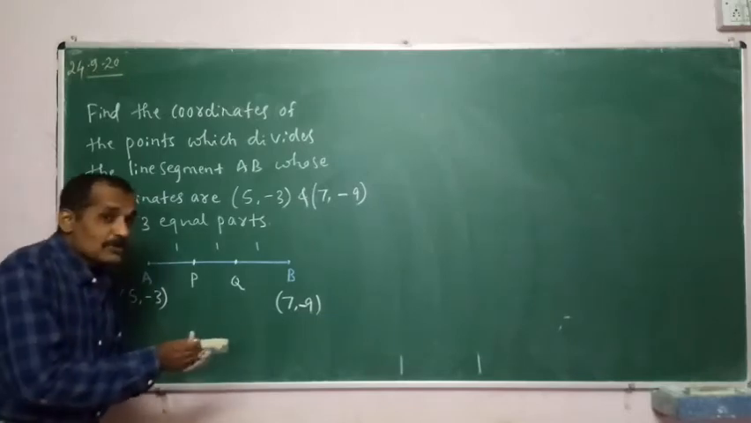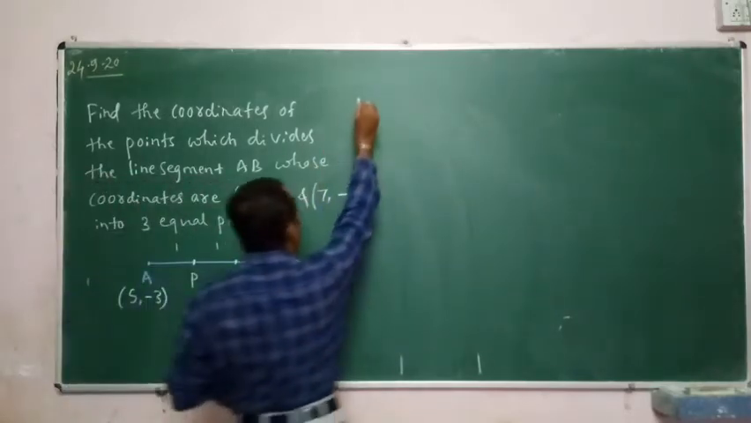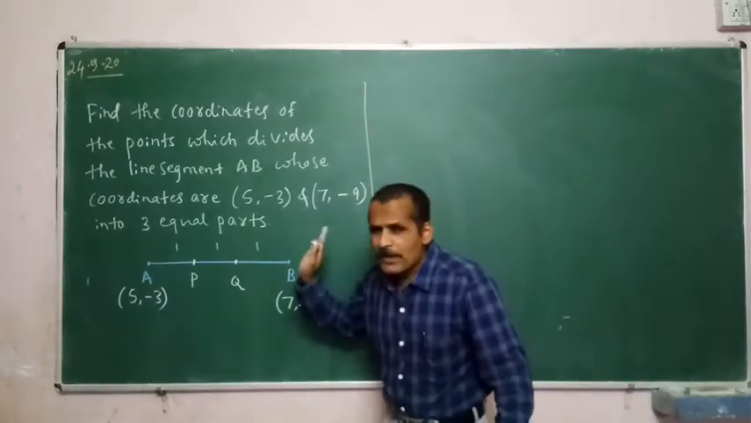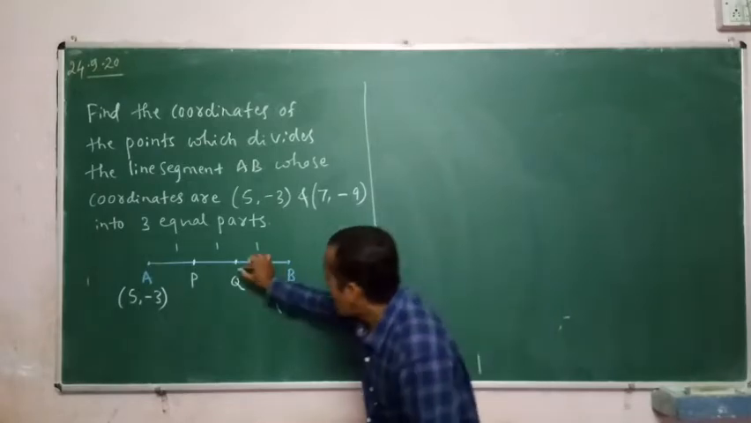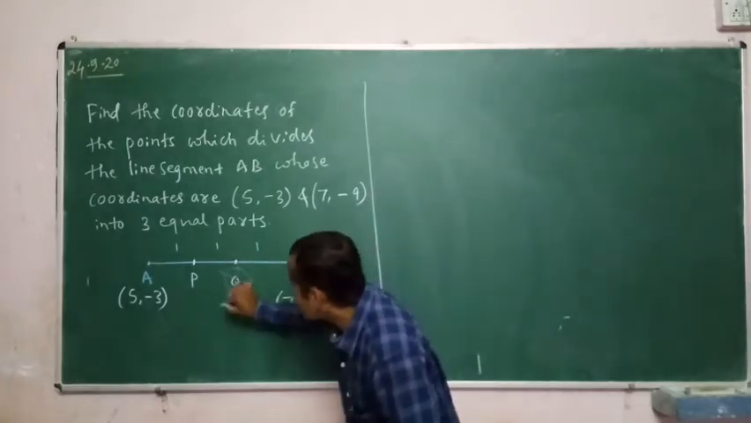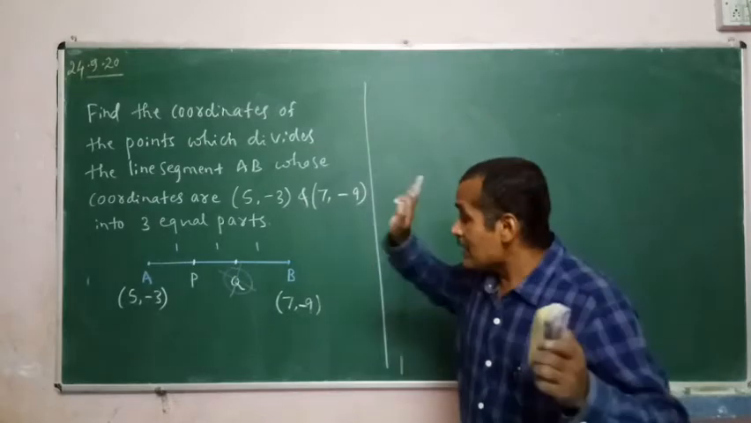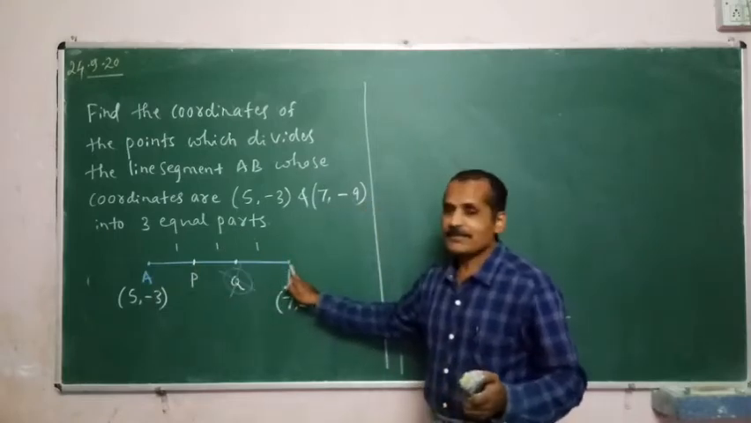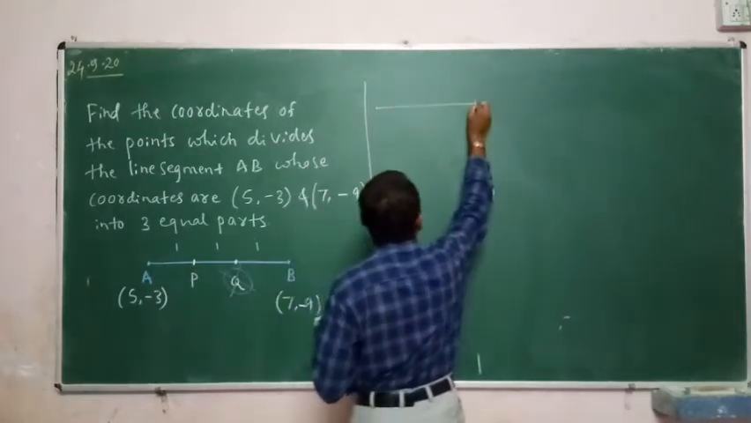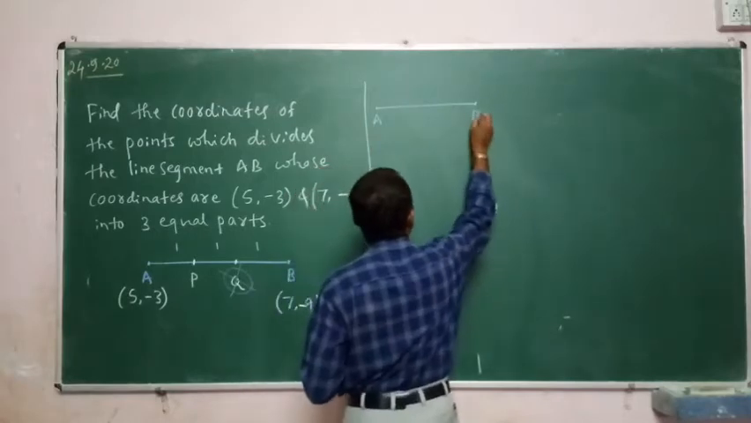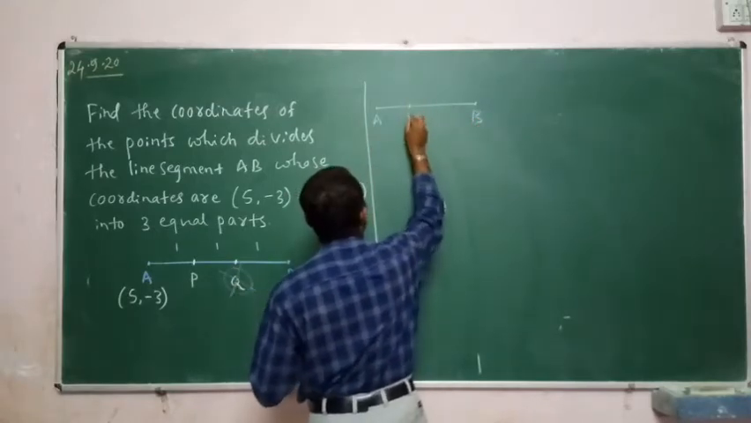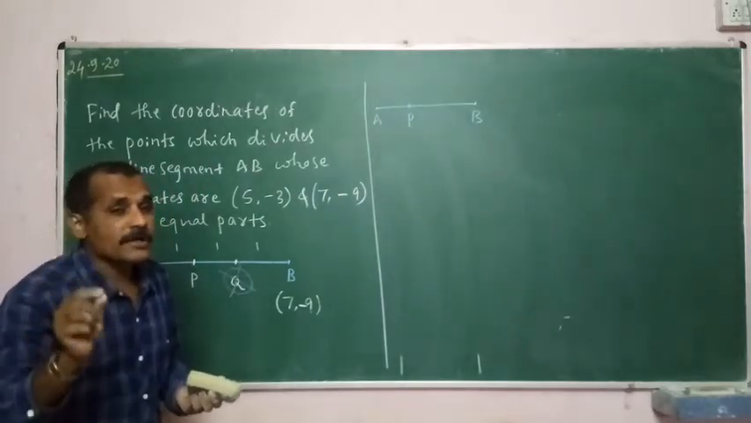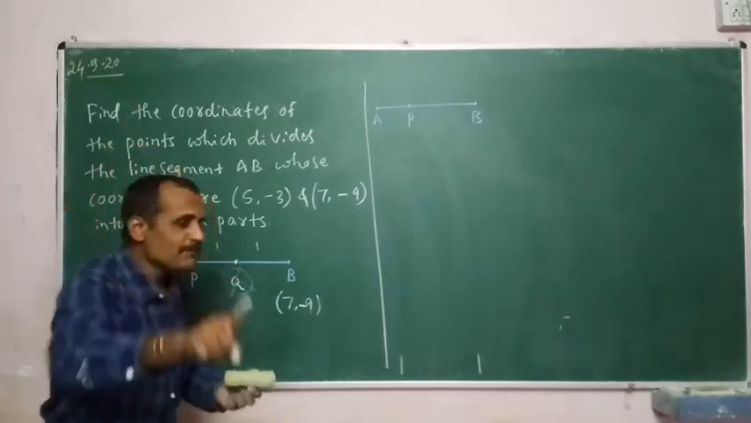Now, to make it simple, I will draw a separate figure. See, what will I do? For the time being, I will not consider Q. Keep in mind, I will not consider Q. I will take A, P, B. Just I will draw a separate figure. See here, A, this is B, and this is P. Only these 3 points I will take. Ultimately, I have to find the coordinates of P and Q both. But for the time being, I will take only these.